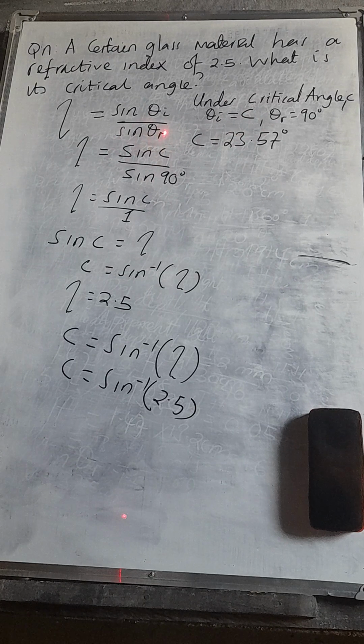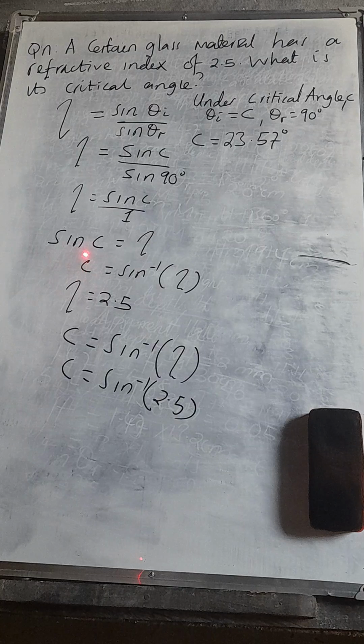Now here, unaona sine ya angle of refraction, under critical angle refraction inakuwa ni 90 degree. So you substitute there. Unaweka hapa 90 degree, lakini if you use calculator, utaona sine ya 90 ni 1. So now the refractive index will be equal to sine of critical. So the sine of critical is equal to refractive index.